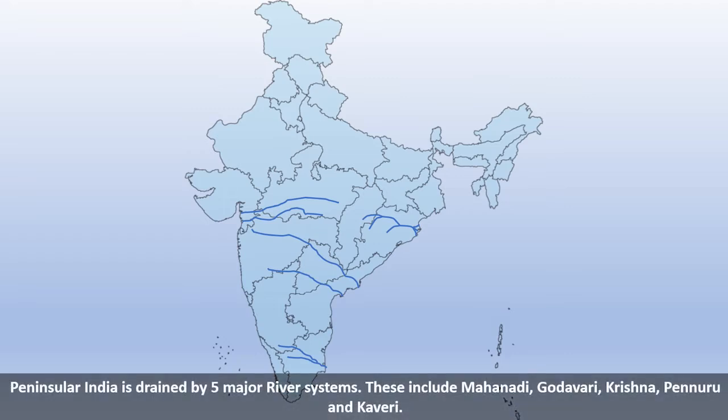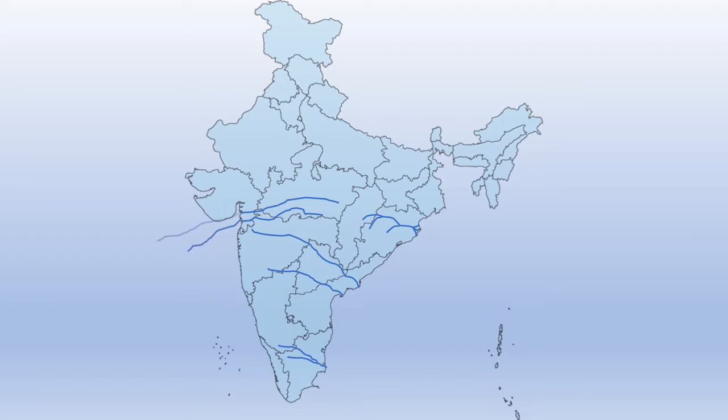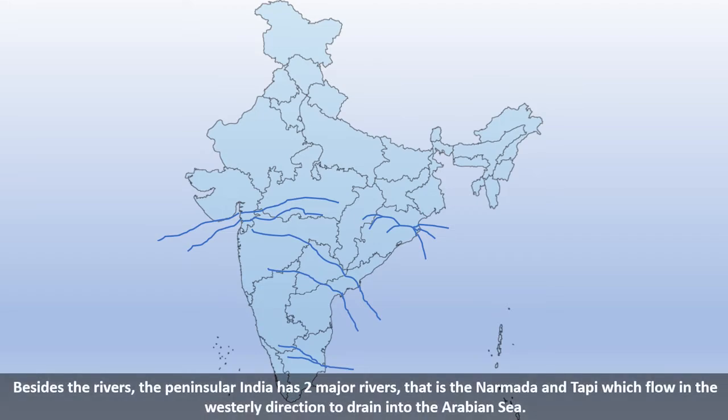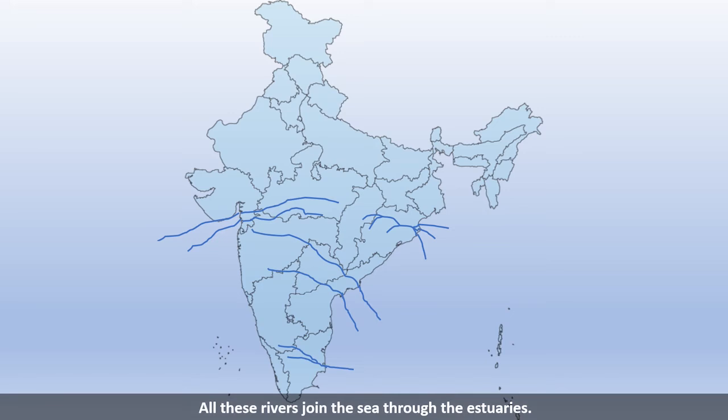There are two other major rivers in peninsular India that flow in the west. These rivers are the Narmada and the Tapi that drain themselves into the Arabian Sea. Along with these major rivers, there are numerous smaller rivers that drain into the Arabian Sea. It is observed that the peninsular rivers are smaller than the Himalayan rivers.